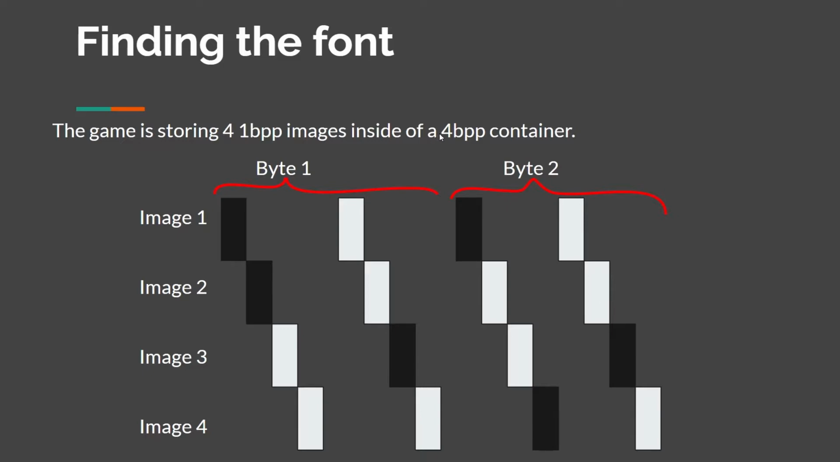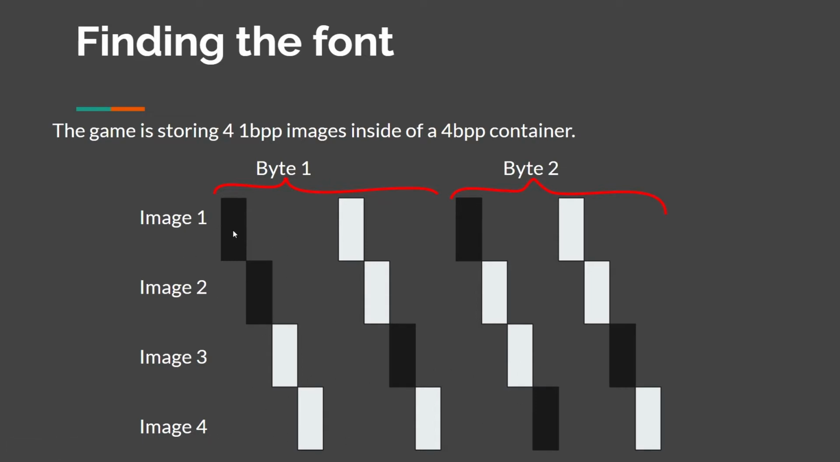This is what's known as a multi-channel image. Each individual image is stored with others across multiple bit planes. Well, what does that mean? So the game was storing 1 bit per pixel images inside of a 4 bit per pixel container. What this means is there are 4 images stacked on top of each other.